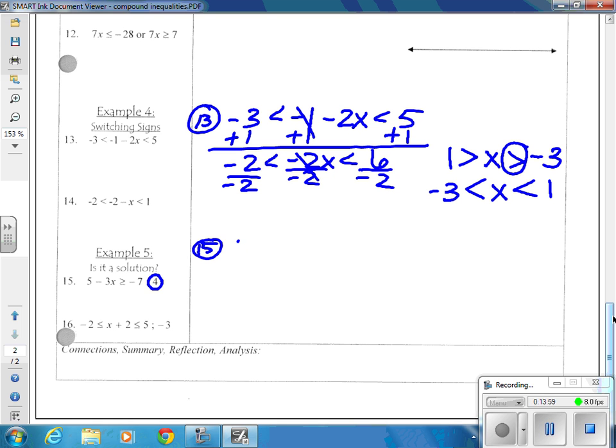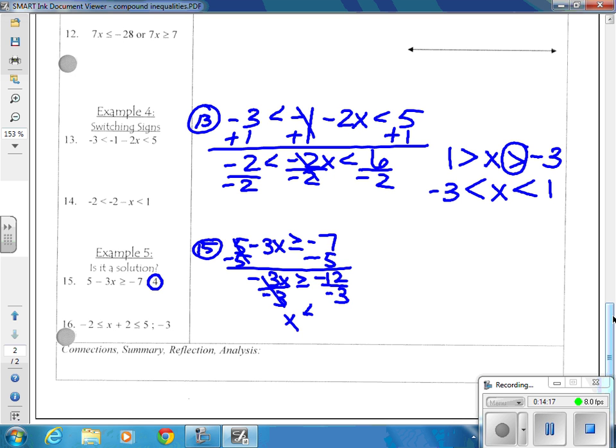If I take 5 minus 3x is greater or equal to negative 7, I'm going to solve it for x. So I'm going to subtract 5. And I get negative 3x is greater or equal to negative 12. I'm going to divide by negative 3. Okay, because I'm dividing by a negative, I have to flip my sign the other direction. So now it's x is less than or equal to positive 4. So now they're asking you, is the value of 4 for x going to be a possible solution? It'll either be true or false.